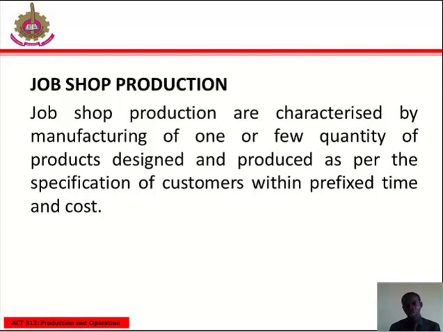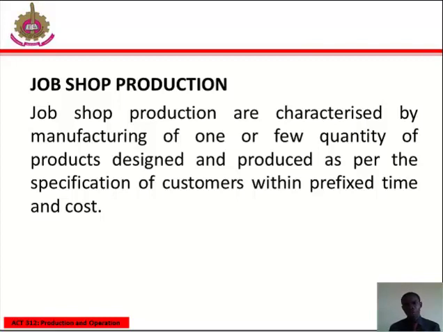Job shop production. Job shop production is characterized by manufacturing of one or few quantity of products designed and produced as per the specification of customers within prefixed time and cost. The distinguishing features of this is low volume and high variety of products. A job shop comprises of general purpose machines arranged into different departments. Each job demands unique technological requirements and demands processing on machine in a certain sequence.